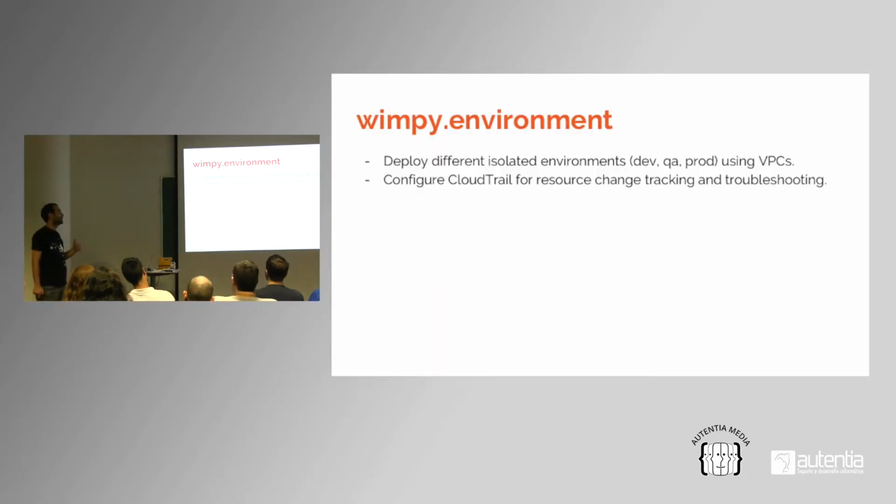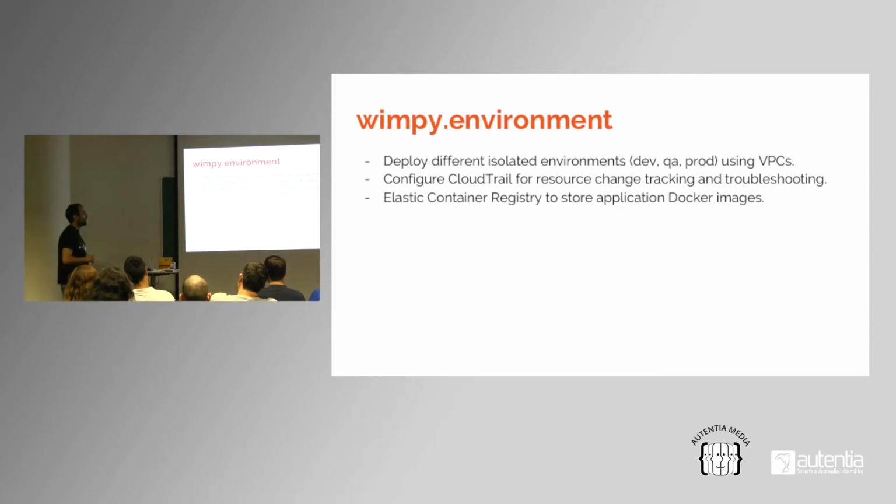It also configures the CloudTrail in Amazon. CloudTrail is an audit log that keeps track of every change that you make in your Amazon account. So basically, by reading this log, you know who did what and when. Okay, so it's a good practice to have it enabled. You also get an Elastic Container Registry that lets you save all the images for your application. You can also provide your own Docker registry if you want to store your Docker images in another way. But if you don't want to worry about that, this role will create an Elastic Container Registry in Amazon that you can use to store your Docker images.